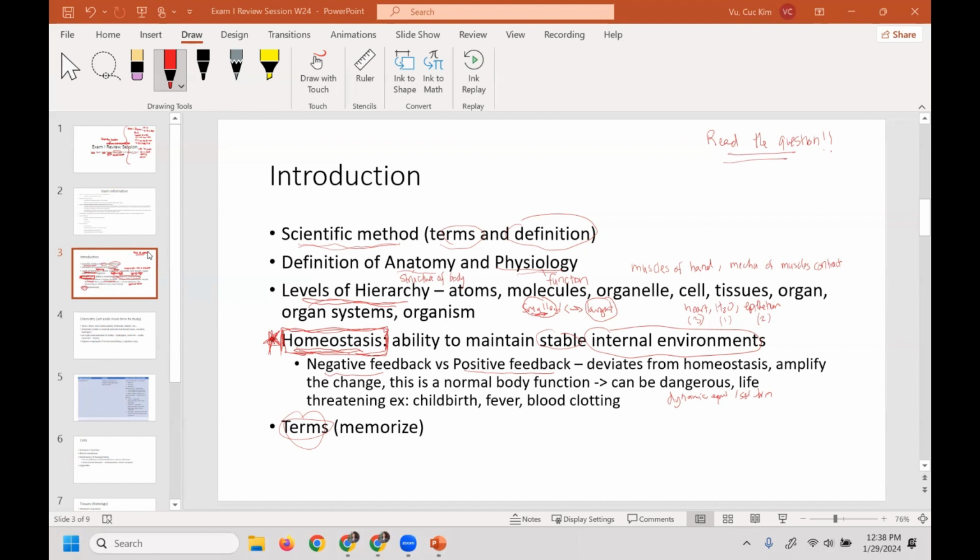Questions? I personally have a hard time with negative and positive feedback. Do you have any tips on differentiating those? Just, like little sayings or anything to help remember which is which?